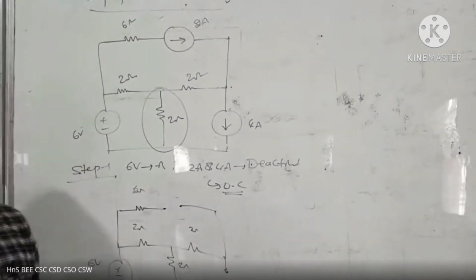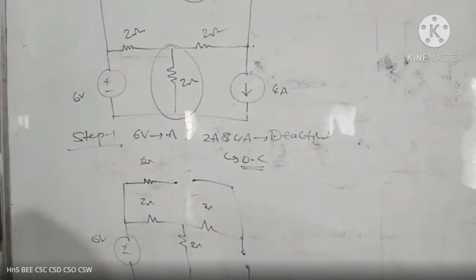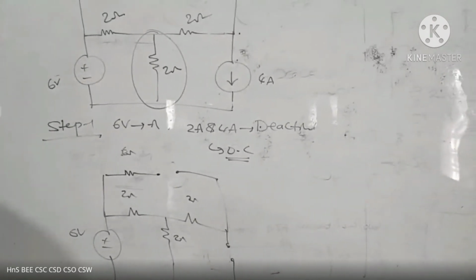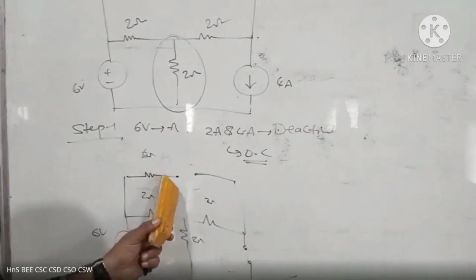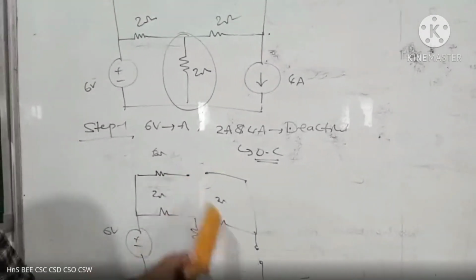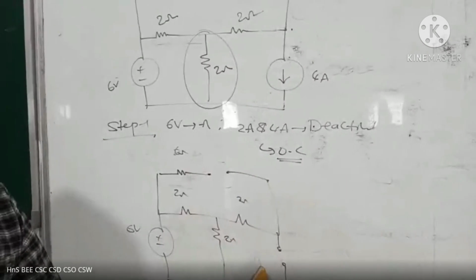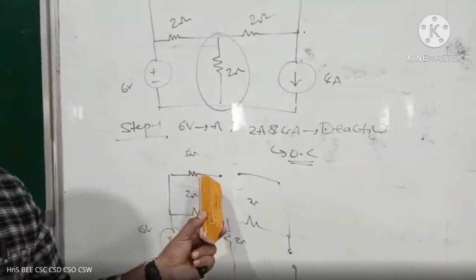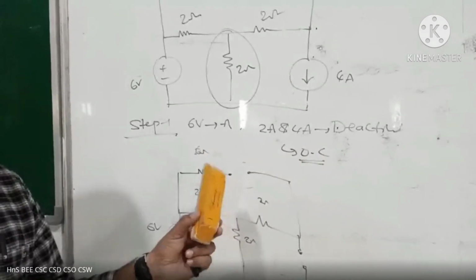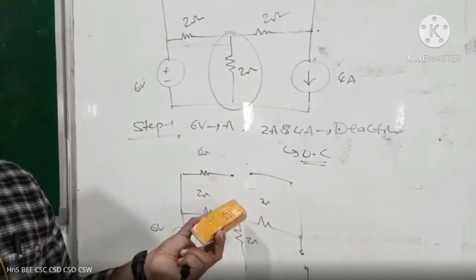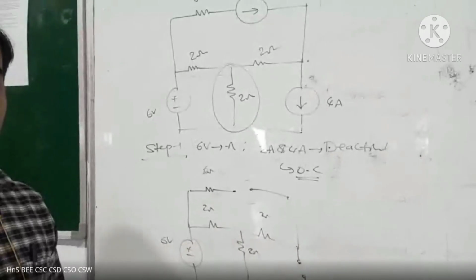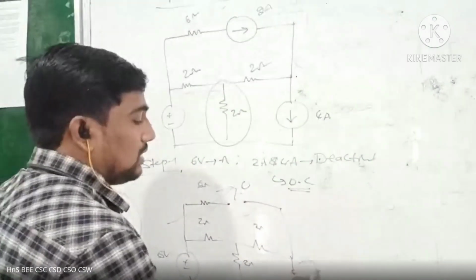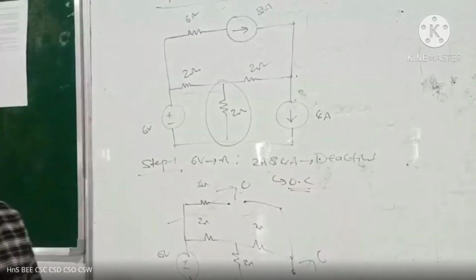In step number 1, only one source is activated. The remaining 2 sources are deactivated, that is the current sources, the 2 ampere current source and the 4 ampere current source. Both are deactivated. That's why both are taken as open circuit. If it is an open circuit, what is the loop current? That will be 0, right? If it is 0, simply I am writing 0 and 0. That is nothing but negligible. Both are negligible.